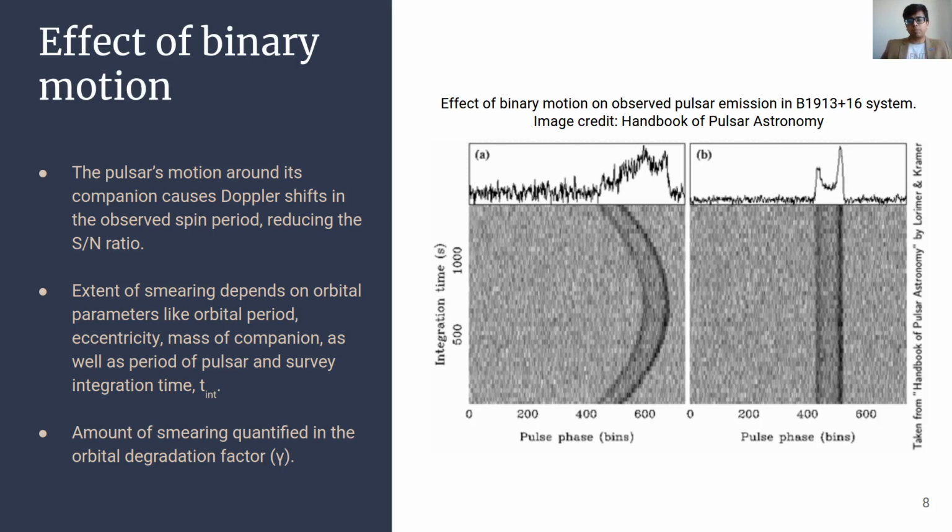However, typically when we are searching for these systems, we do not know the orbital parameters beforehand. And as a result, despite our best efforts, some amount of smearing is still left over in the dataset. The extent of this smearing depends on orbital parameters like the orbital period, the eccentricity, the mass of the companion, as well as the period of the pulsar and the survey integration time Tint. And the amount of smearing that's left over in our dataset is quantified in the orbital degradation factor gamma that we saw in the radiometer equation.